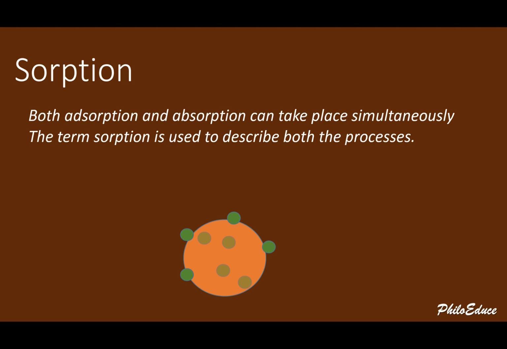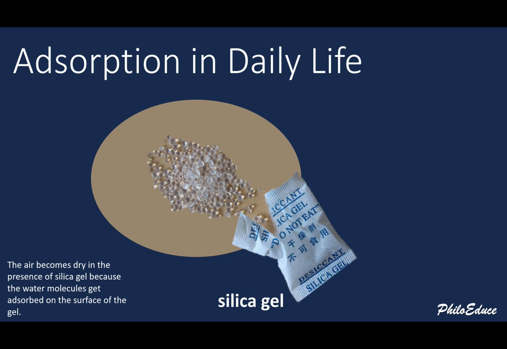Another term you have to study is sorption. What is sorption? Sorption is a process in which both adsorption and absorption take place simultaneously. As you can see from this figure, here some molecules or species are getting accumulated on the surface and also in the bulk of the solution. Such a process can be termed sorption.